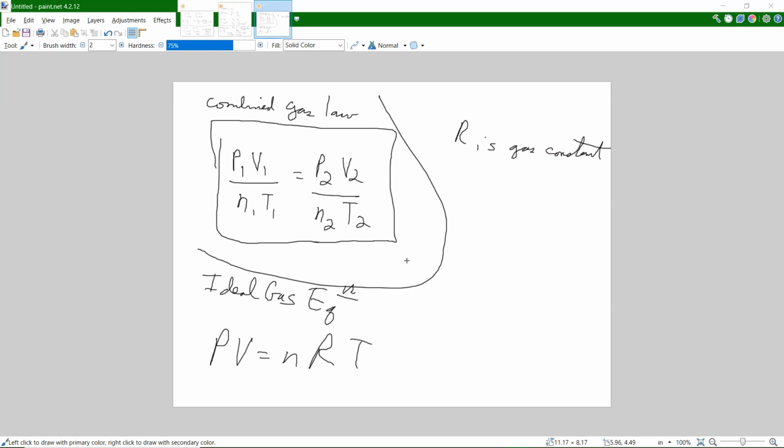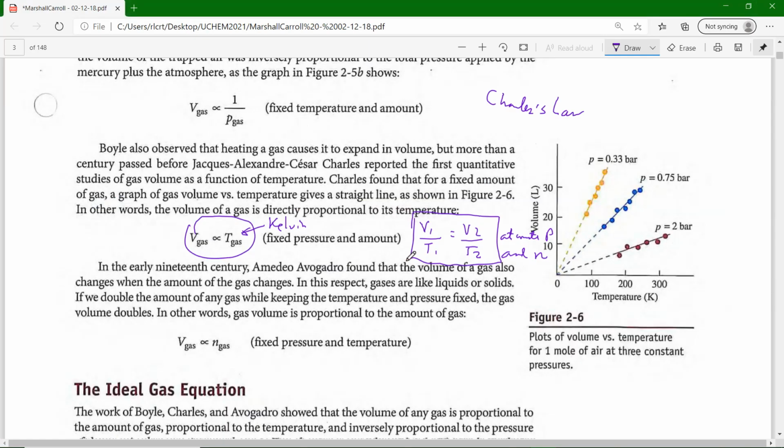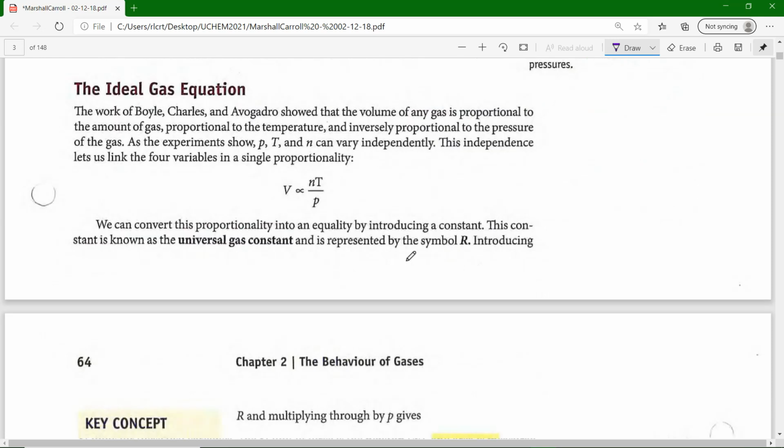So let's go back to the textbook and see what's happening there. Yeah, you can prove the gas law by this. You know that volume is proportional to the number of moles. That's Avogadro's law. And the temperature, that's Charles's law. So it's proportional to both, so it's proportional to the product of both. And it's inversely proportional to the pressure. So I replace that with a proportionality constant called R. And V equals RnT over P, or PV then equals nRT.